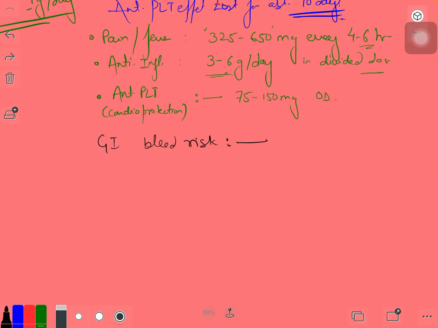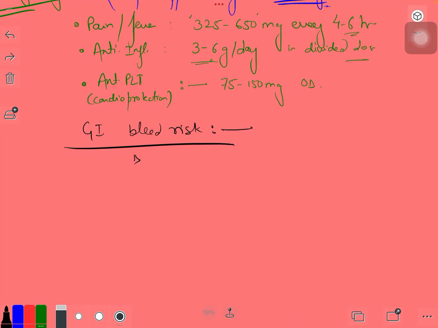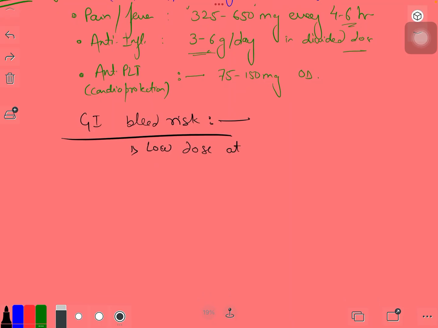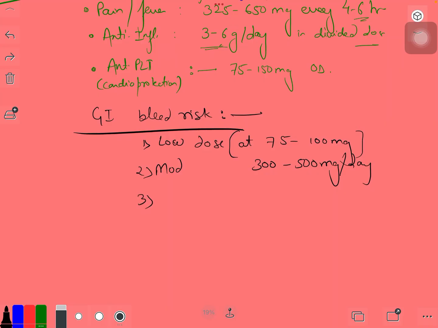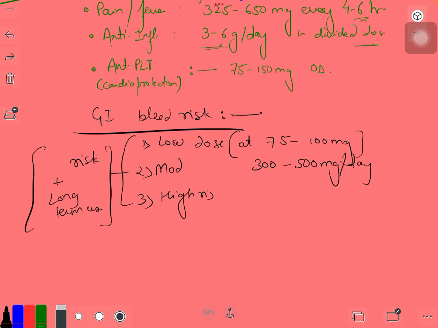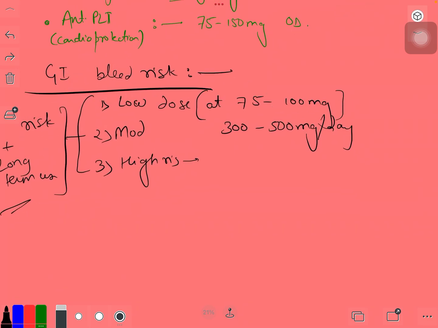for aspirin, low dose risk is at 75 to about 100 mg, right? Second will be moderate risk at around 300 to 500 milligram per day, and then high risk. These all are risk, plus how long the term of use is. In short term use, you can use this drug, there's no problem at all. Now high risk is somewhere around more than or equal to 1 gram per day.